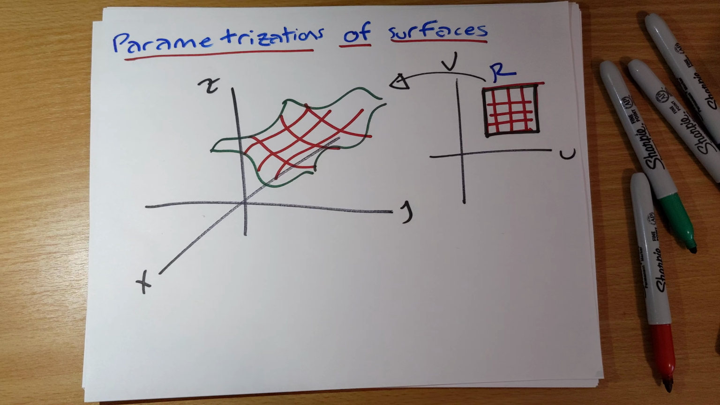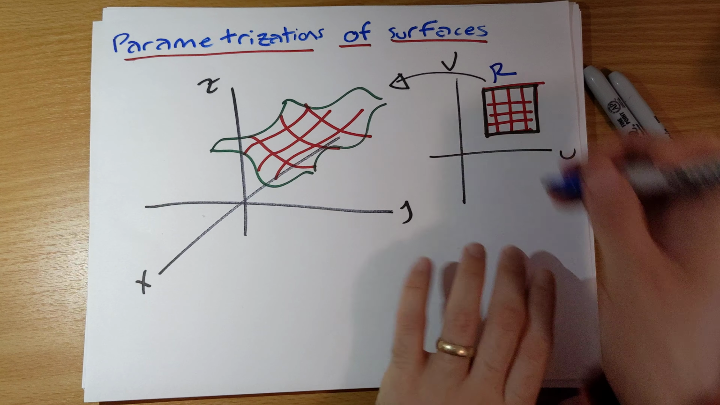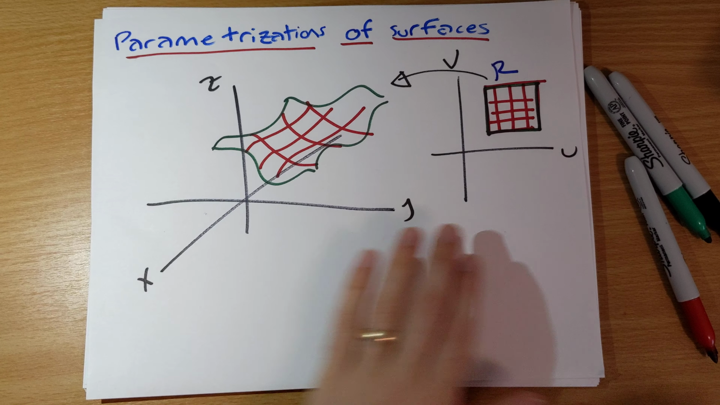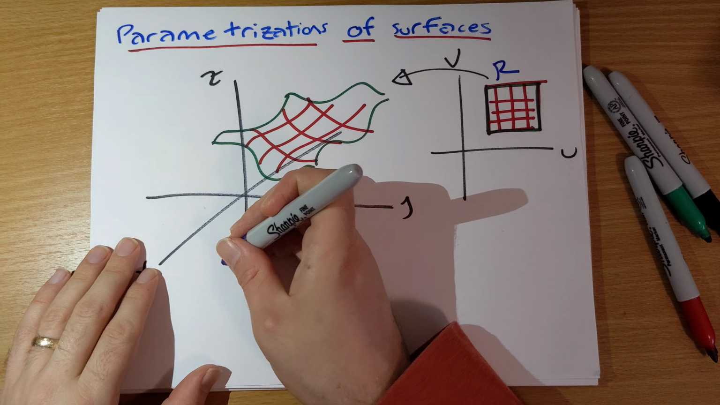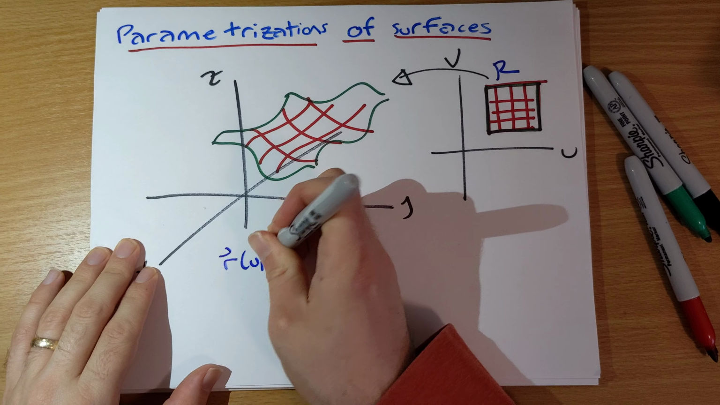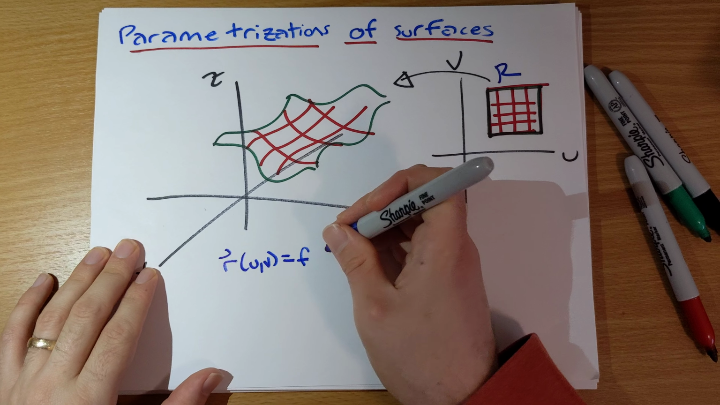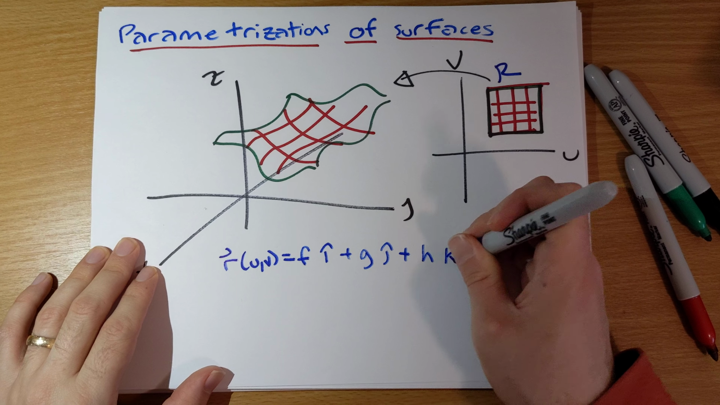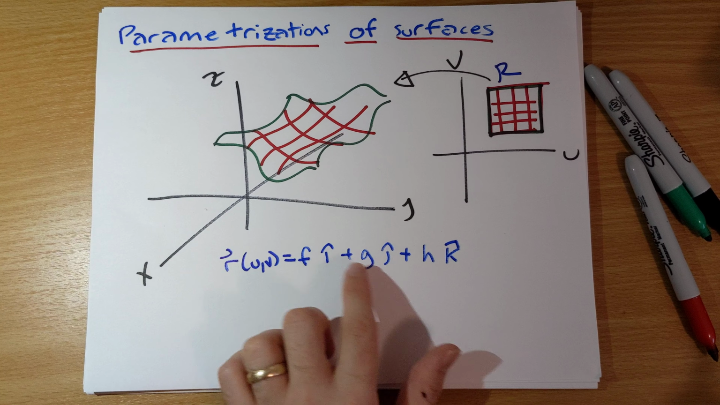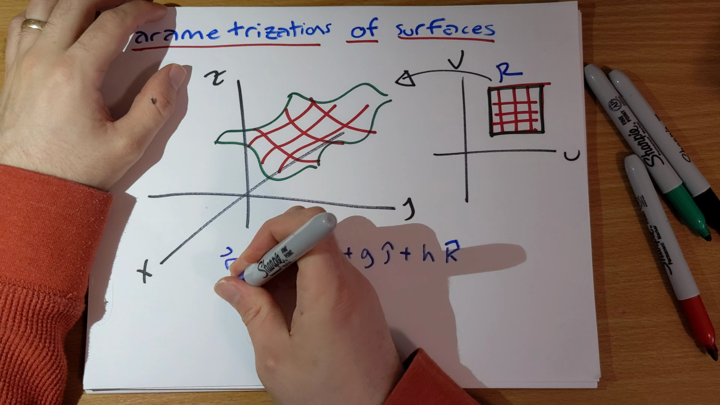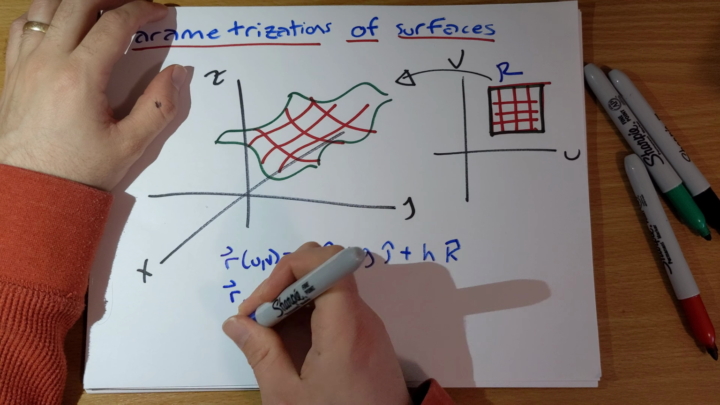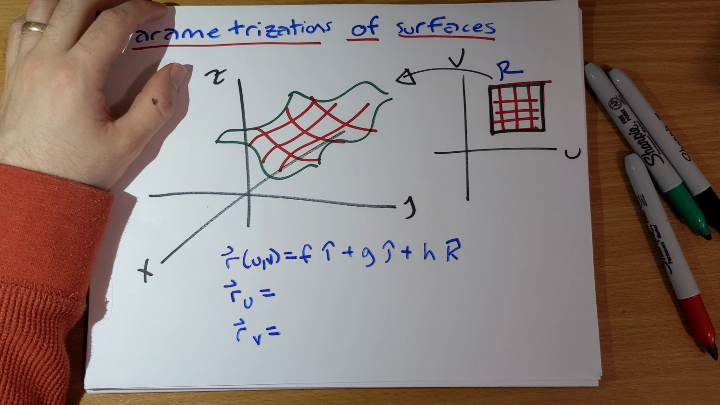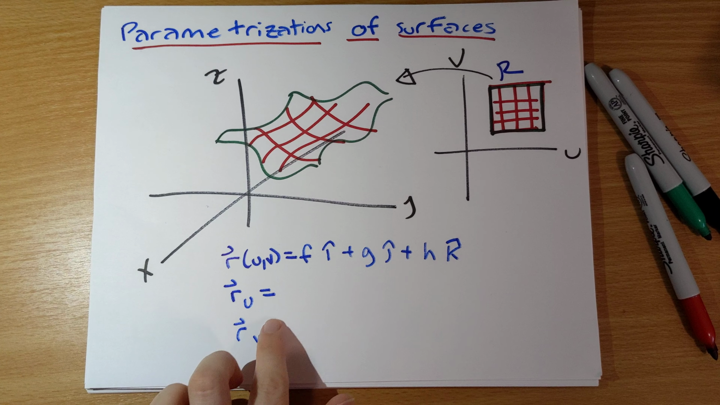area, the surface area. And the idea here, I'm not going to go through a complete derivation, but the idea is that if we have our parameterization R of UV is F times i-hat plus G times j-hat plus H times k-hat, where F, G, and H all depend on U and V, we can define partial derivatives of our vector-valued function here, because this depends on both U and V.